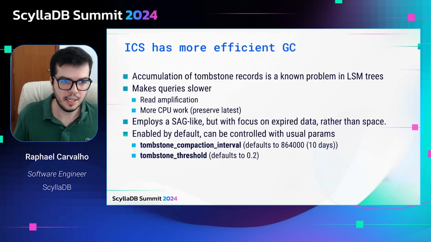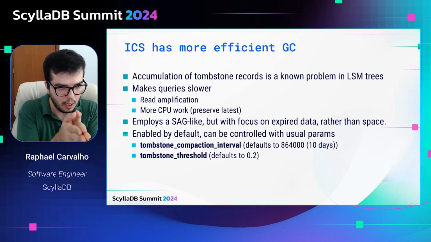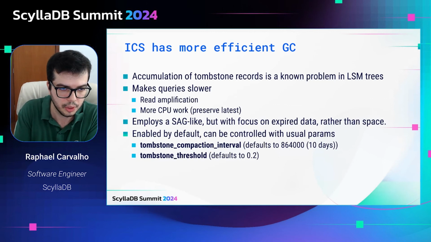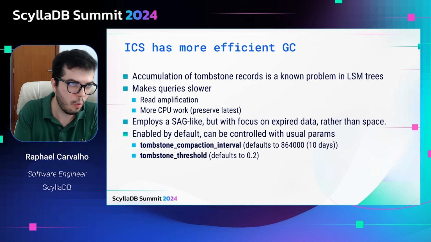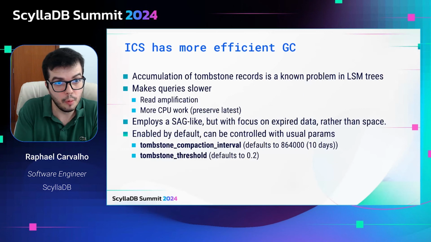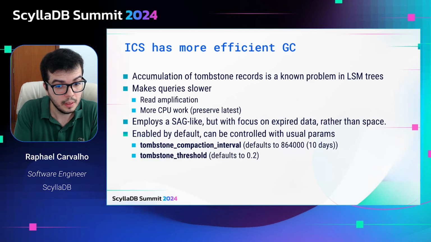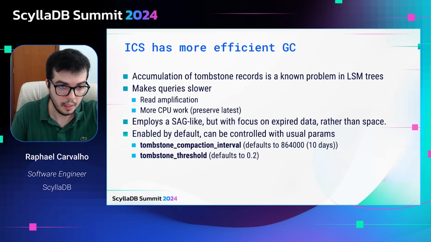Also, ICS has a much more efficient garbage collection. And accumulation of tombstones is actually one of the biggest problems in most LSM-tree implementations, as it's very hard to get rid of them in a timely manner. Tombstones are known to cause queries to become slower. That's because of the read amplification. Like I said, an LSM-tree is not an in-place update structure, but actually out of place. So deletion is actually a record.